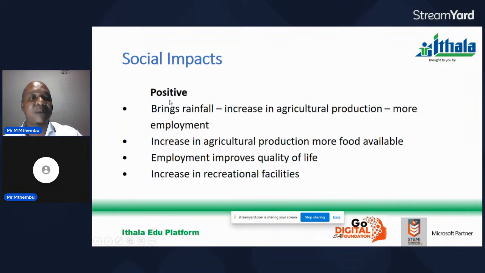Let us look at some positive social impacts. Mid-latitude cyclones bring rainfall, which increases agricultural production, which will result in more employment. Increased agricultural production will lead to more food being available. There will be employment, which improves quality of life. There's an increase in recreational facilities, since with plenty of water, water sports are possible. So let's look at some negatives.